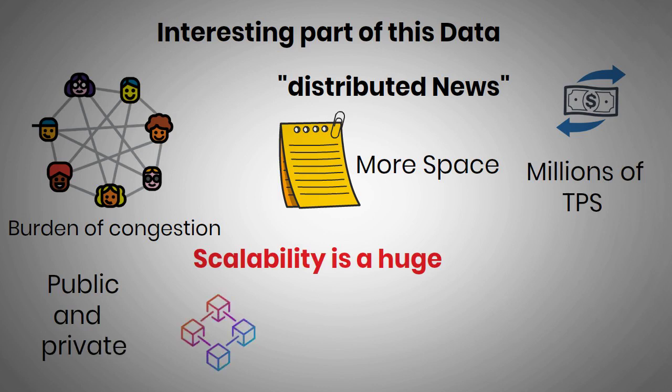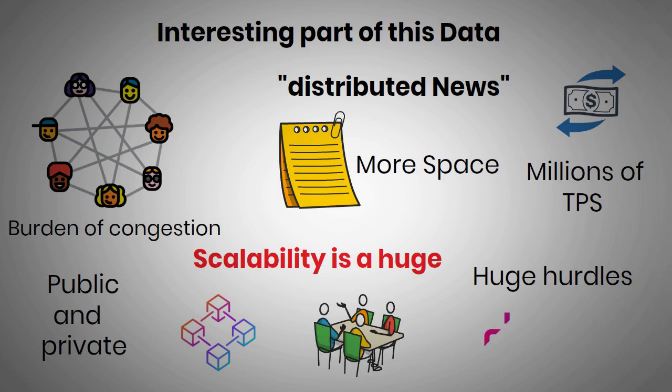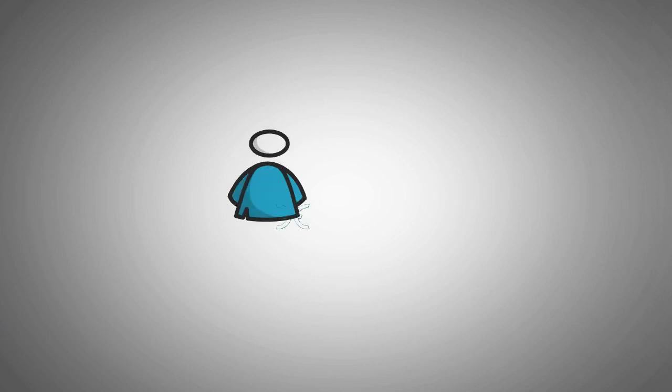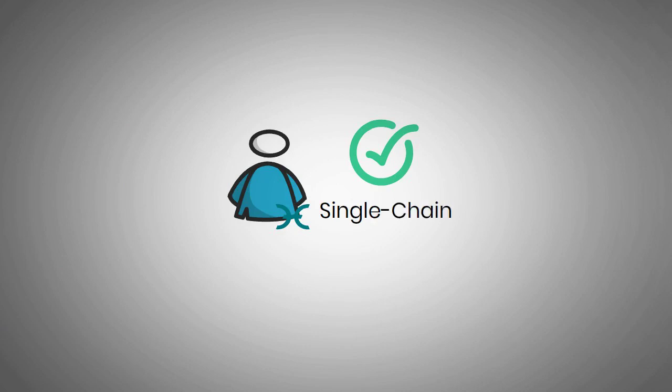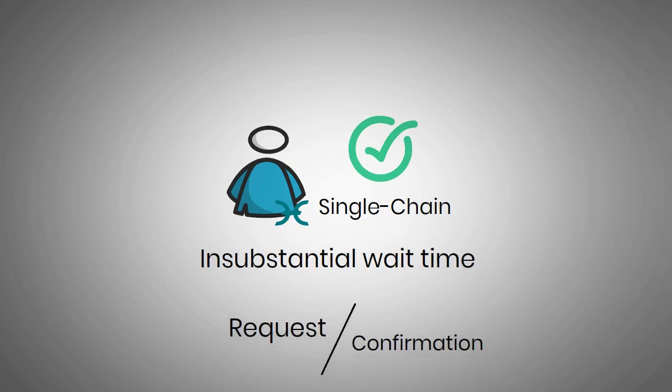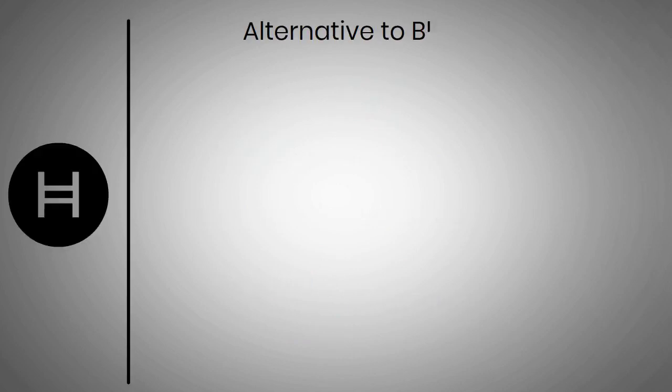For instance, developers usually run into huge hurdles while creating decentralized applications, known as dApps, on the traditional blockchain. This is because they need validation from the considerable community present on the platform. On the contrary, a developer on the Holochain platform will only need confirmation from the single chain that makes up the whole DLT network. As such, there is an insubstantial wait time between request and confirmation in this type of distributed ledger technology. Hashgraph is a suitable alternative to blockchain conversions.